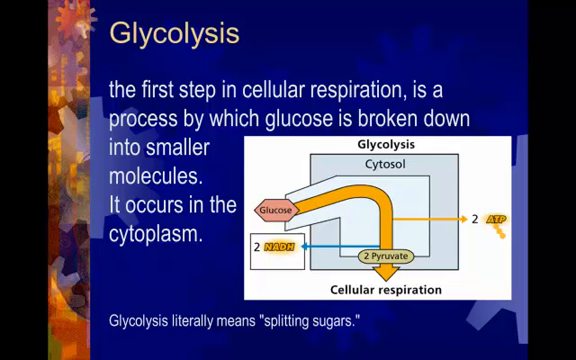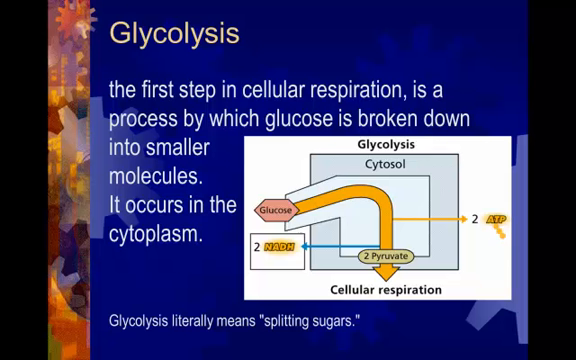It's a process in which glucose is broken down into smaller molecules, and it occurs in the cytoplasm. It's interesting why they called it glycolysis. The literal translation of that word means splitting sugar, and that's what glucose is. It's a sugar. In this particular glycolysis, there are actually 9 reactions that take place, catalyzed by specific enzymes, and they make up the process we call glycolysis.